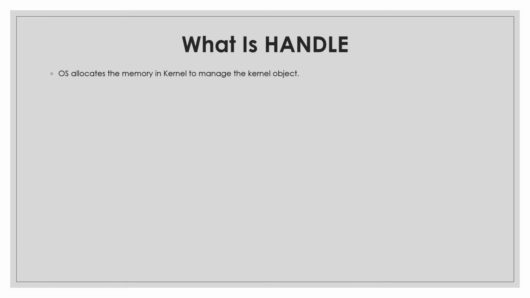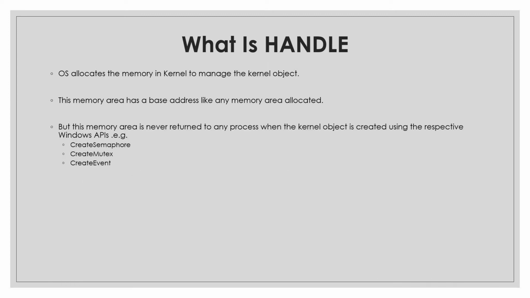When the operating system allocates memory in the kernel to manage a kernel object, this memory area has a base address like any other allocated memory area. But this memory area is never returned to any process when the kernel object is created using the respective Windows APIs. There are a few Windows APIs mentioned here using which you create different kernel objects: CreateSemaphore for semaphores, CreateMutex for mutexes, and CreateEvent for event kernel objects.